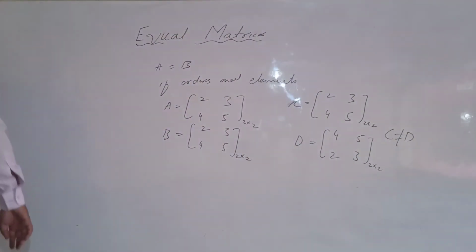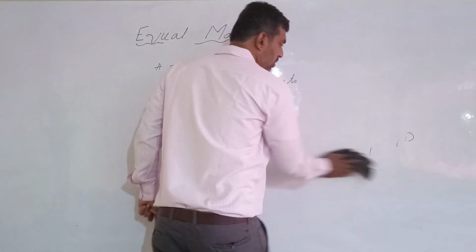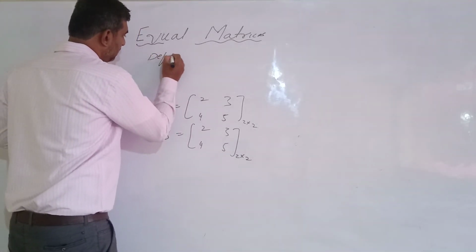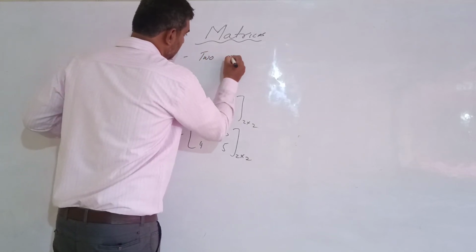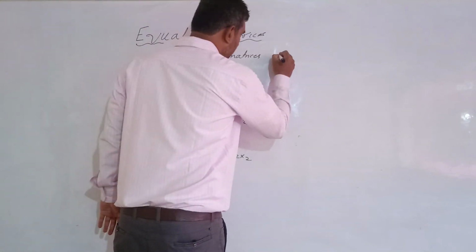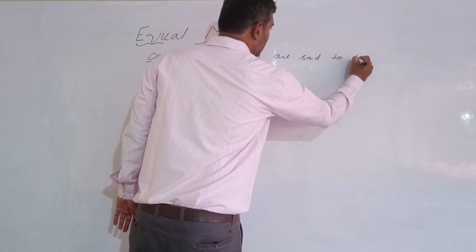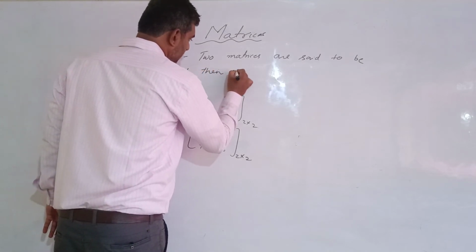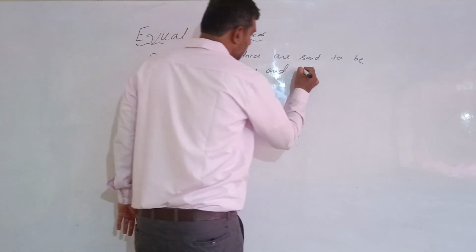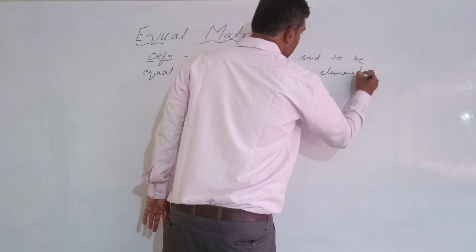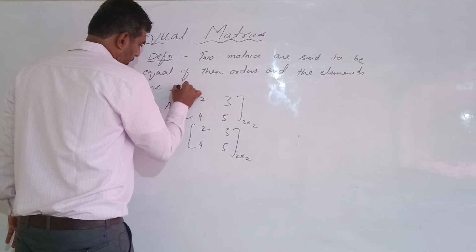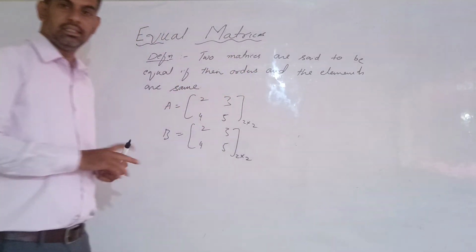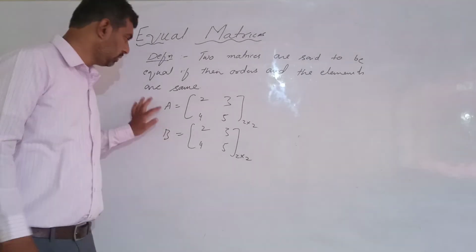Two matrices are said to be equal if their orders and the elements are the same. I'll write the definition so you can note it down. Definition: two matrices are said to be equal if their orders and the elements are the same. You can take this as an example.